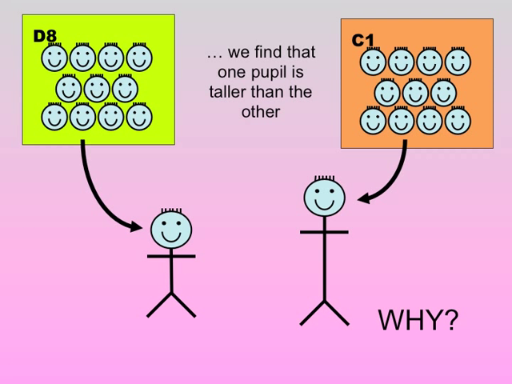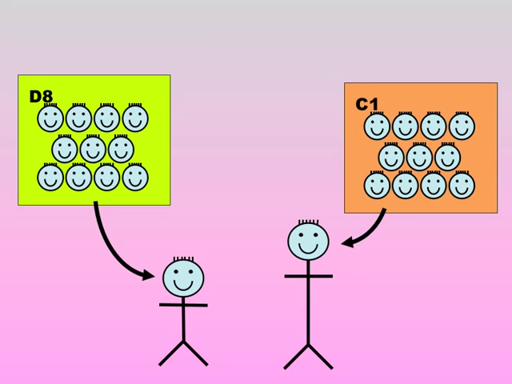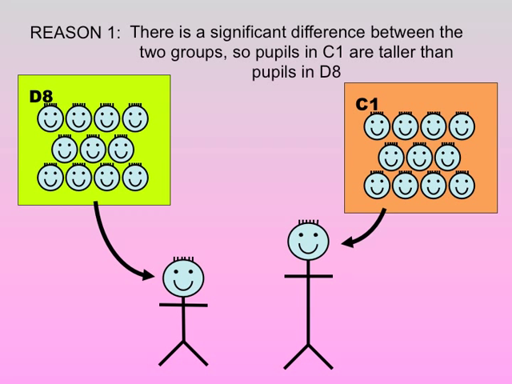Now we ask ourselves, why? Well, there may be many reasons. Reason number one can be that there is a significant difference between the two groups. That means that the pupils in classroom C1 are generally taller than pupils in class D8. For example, class D8 may be 7 years old, and class C1 may be 11 years old. So that would mean that class C1 would be taller in general than class D8.